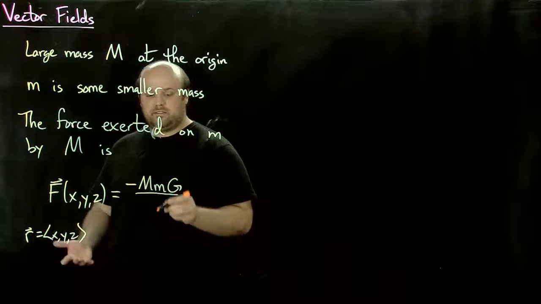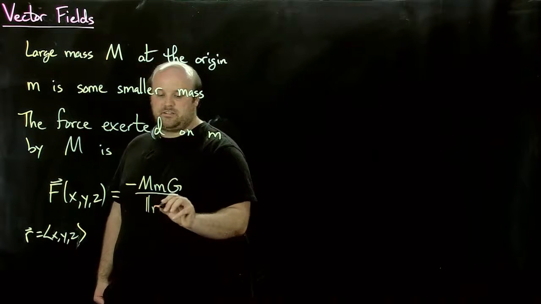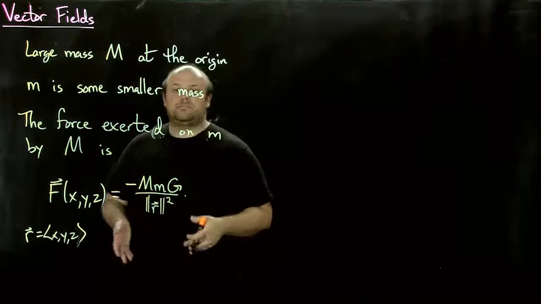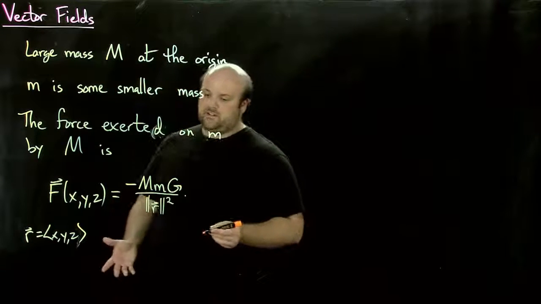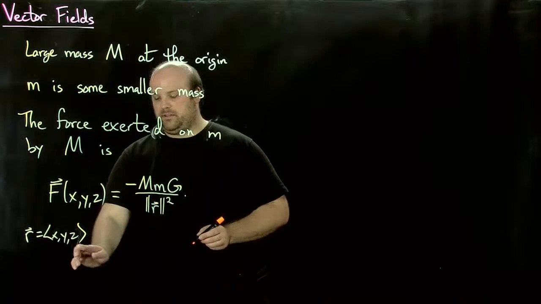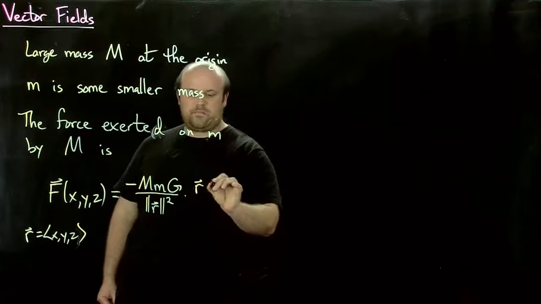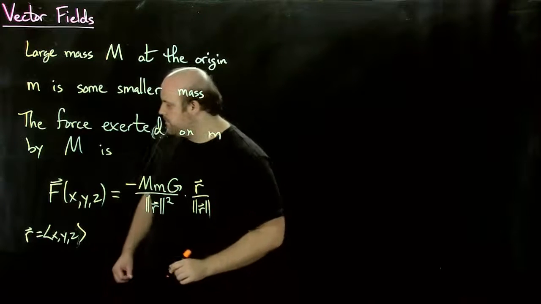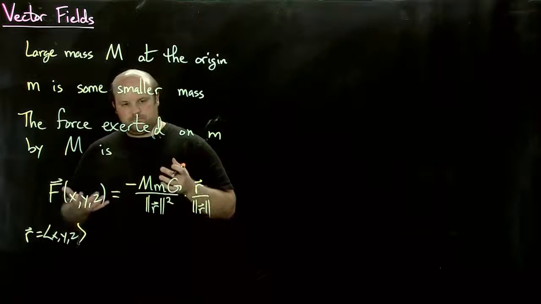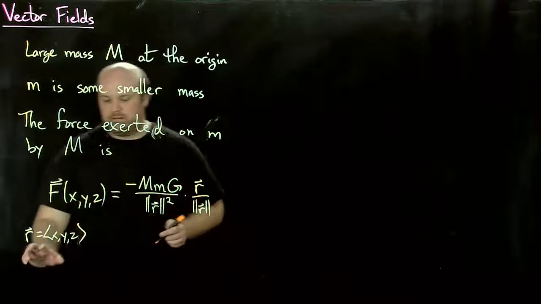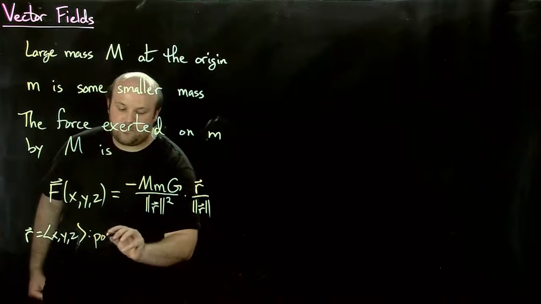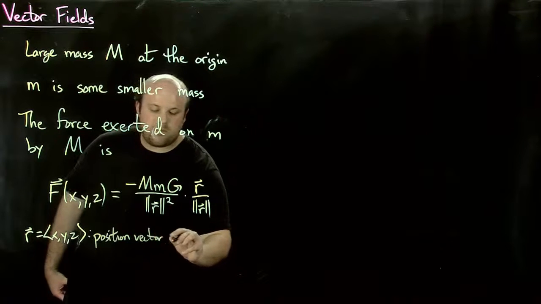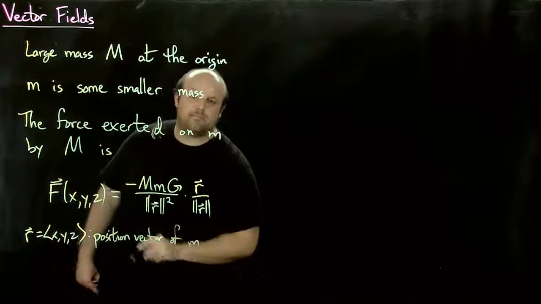And this is so the inverse square law says it looks like this. Right? And then times the direction. The direction is always going to be r over magnitude r. Right? Okay. So r here, this is the position vector of little m. Right?